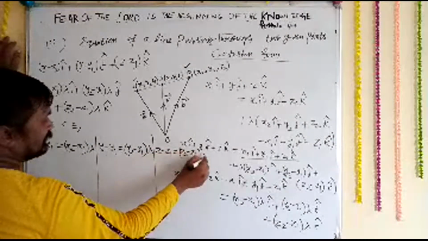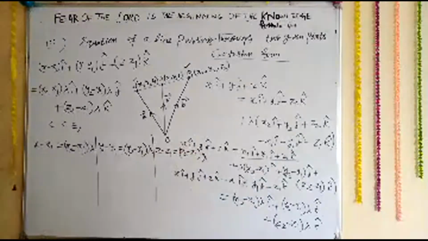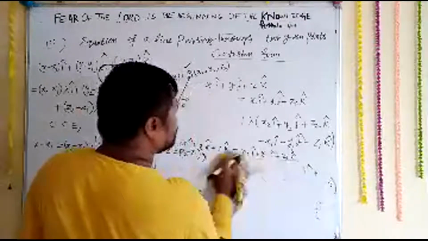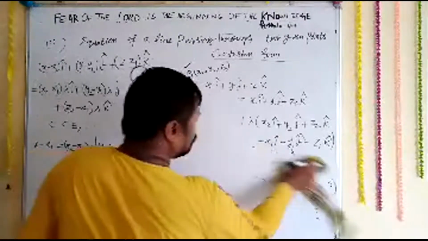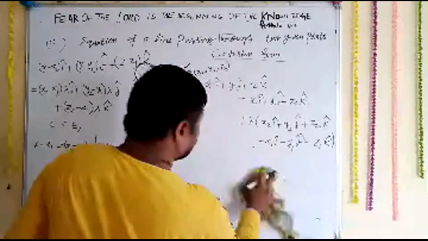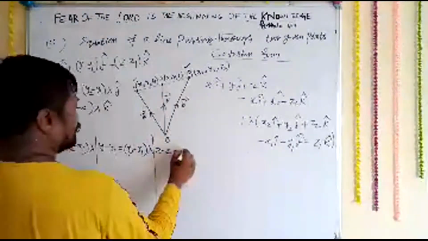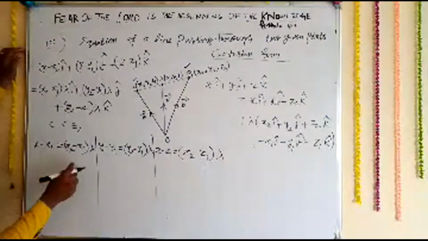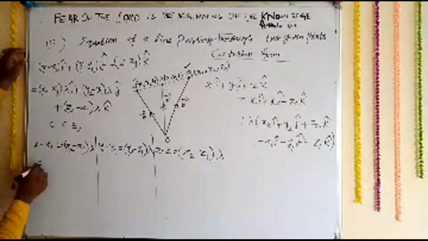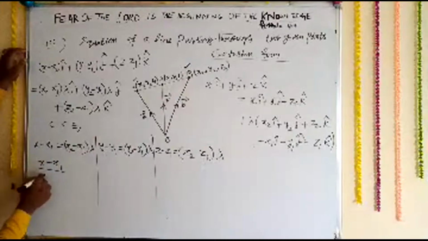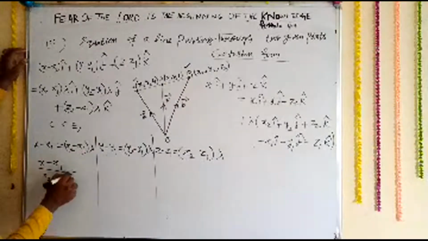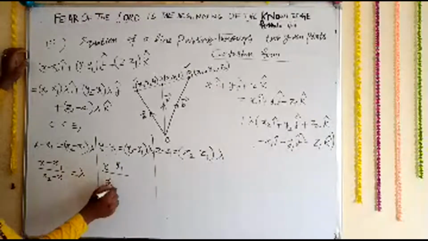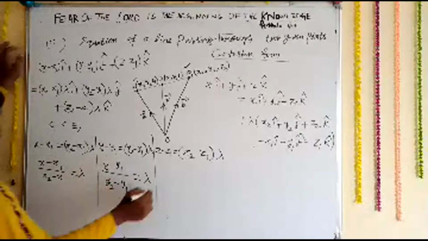Now let's find lambda. Here the multiplication goes to the other side as division. So (x minus x1) upon (x2 minus x1) is equal to lambda. (y minus y1) upon (y2 minus y1) is equal to lambda. (z minus z1) upon (z2 minus z1) is equal to lambda.